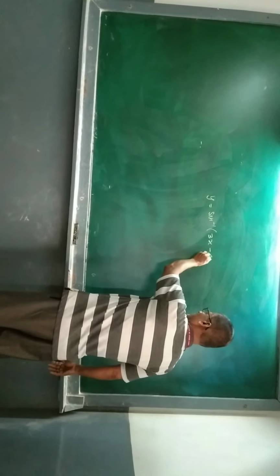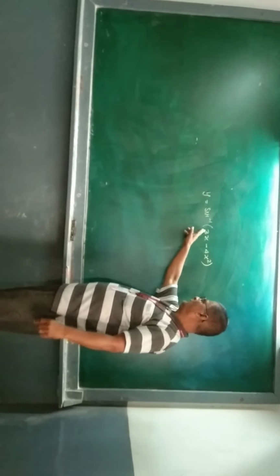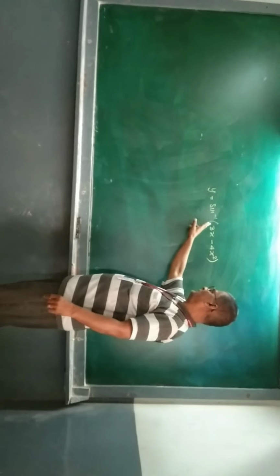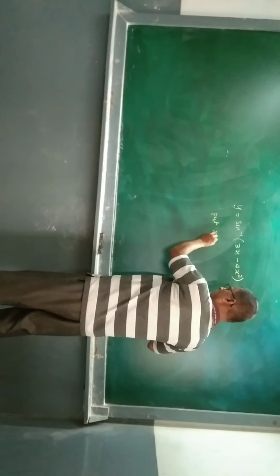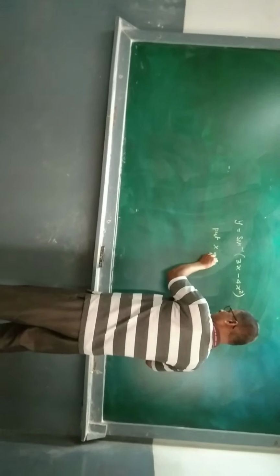Suppose I take one example in this way. y is equal to sin inverse of 3x minus 4x cube, and I have to find the derivative of this. Now, to find the derivative of this function, the method of substitution is used. Suppose we put x is equal to sin theta.